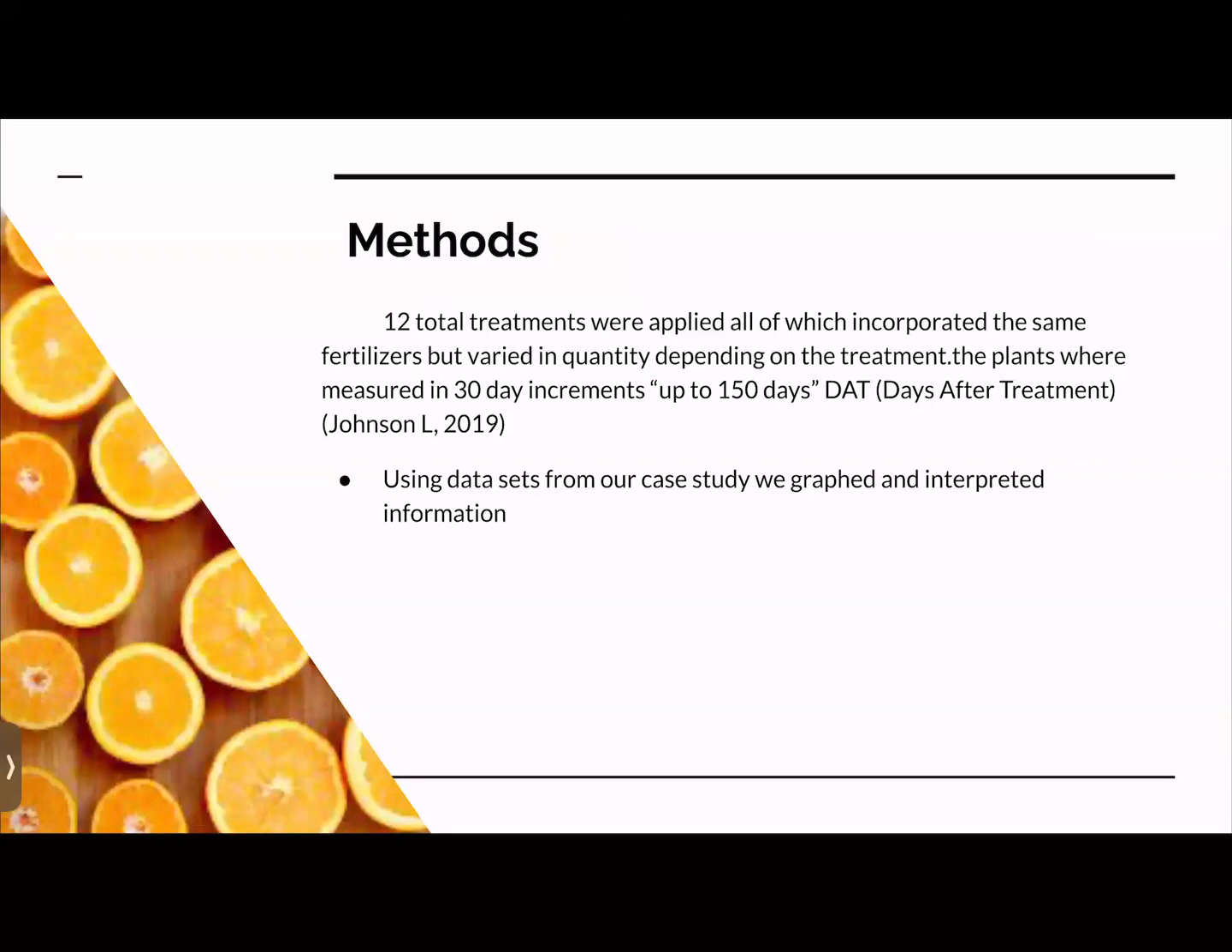We focused on the height and the number of branches and leaves to understand how the vegetative growth was affected in the 150-day trial, with different variables like nitrogen, phosphorus, potassium, farmyard manure, and the different bacteria. With 12 total treatments that were applied, all of which incorporated the same fertilizers but varied in quantity depending on the treatment, the plants were measured at 30-day increments up to 150 days after treatment.